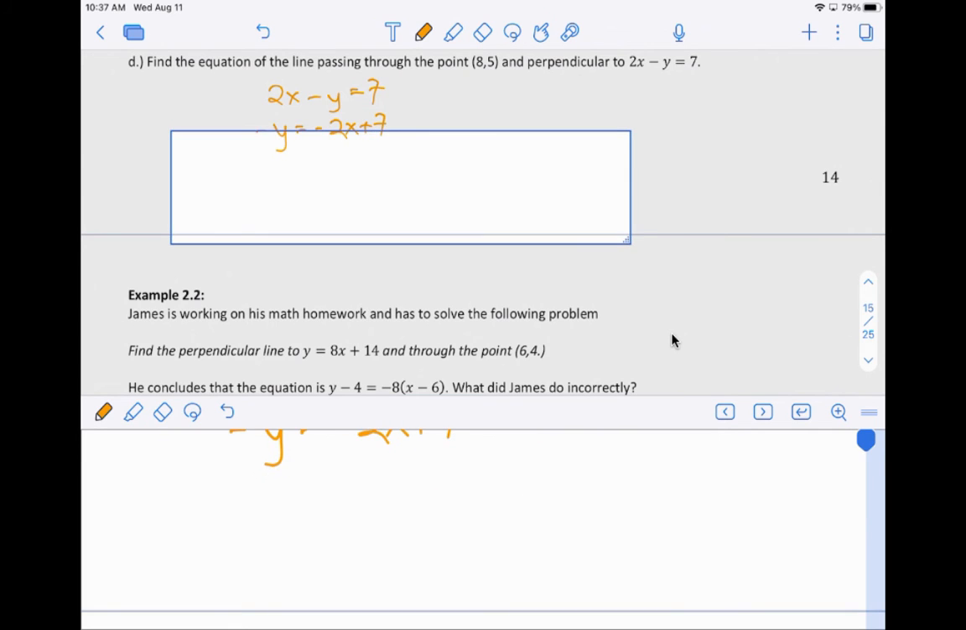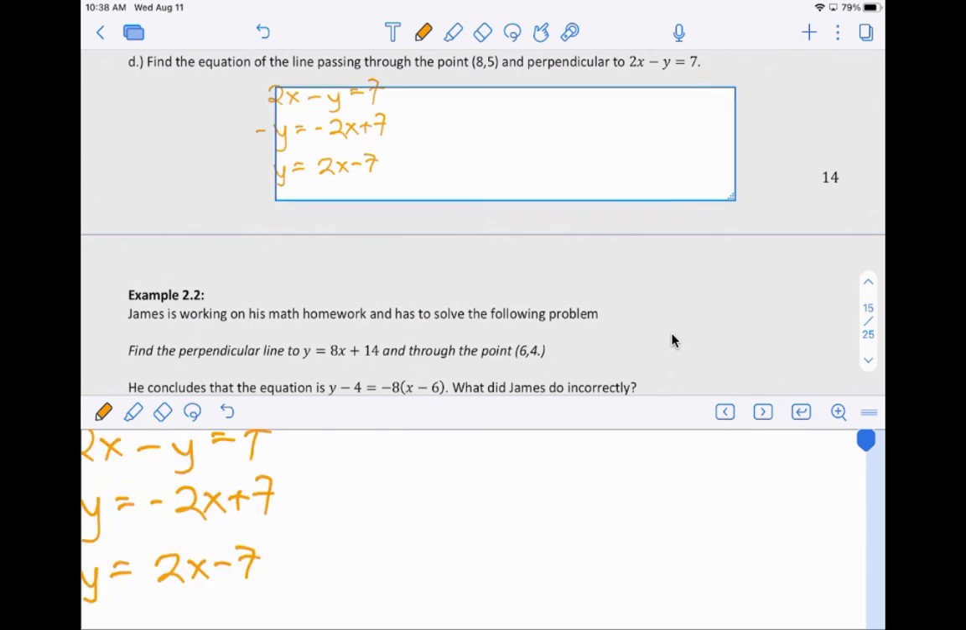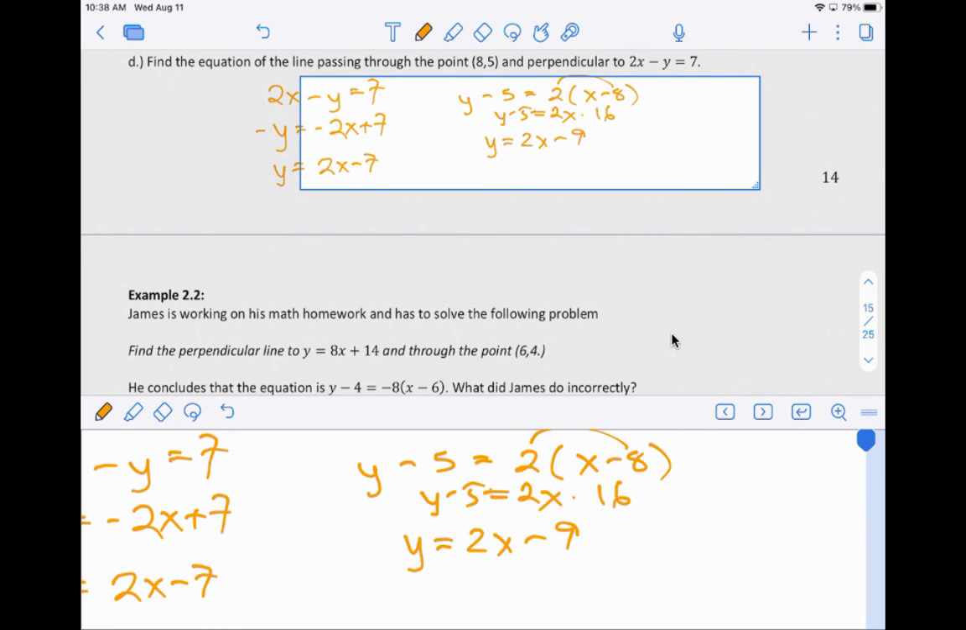So we can rearrange that. Move the 2x to the other side by subtracting it, and then remember there's no such thing as a negative y. That's a negative 1y. So we multiply or divide everything by negative 1. We get 2x minus 7. Now we've got a beautiful format for point slope form. That would be y minus 5 equals 2x minus 16. And then add 5, which would go back. Yeah, it'd be 2x minus 9.